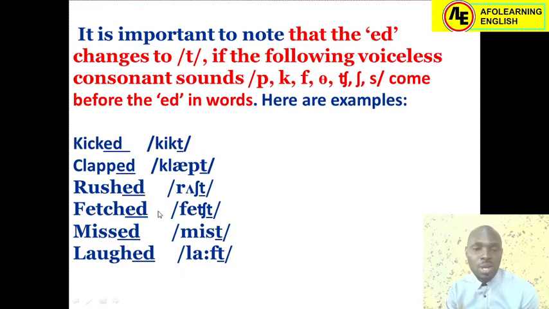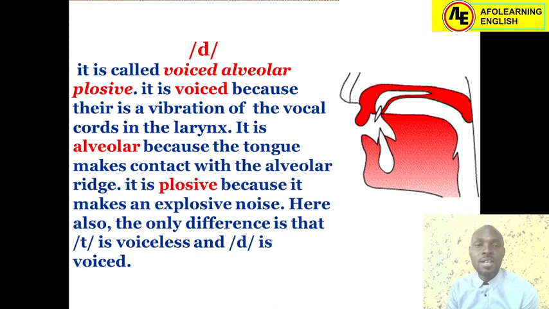You can also practice as many times as possible. But note, whenever voiceless consonant sounds like p, k, th, ch, sh, and s come before the ed, it changes to t. Take note of that and don't forget. So let's move on to the second sound.